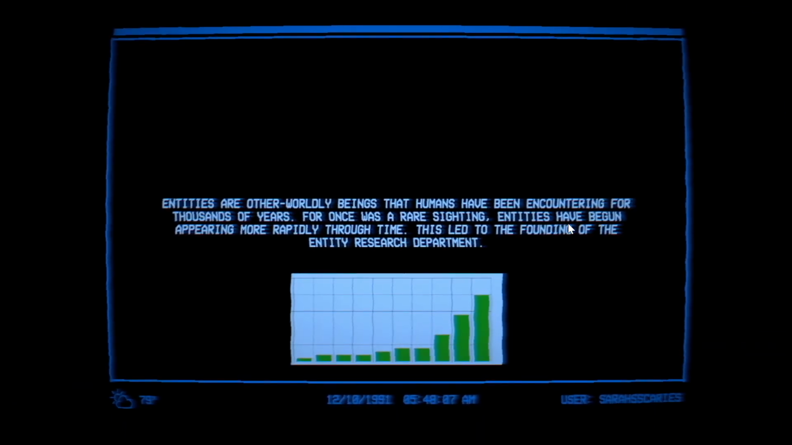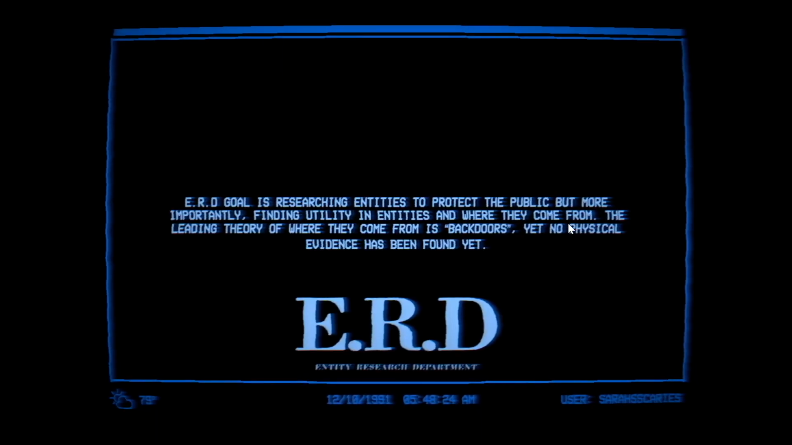Entities are otherworldly beings that humans have been encountering for thousands of years. Once a rare sighting, entities have begun appearing more rapidly through time. This led to the founding of the Entity Research Department. The ERD's goal is researching entities to protect the public, but more importantly, finding utility in entities, and where they come from. The leading theory of where they come from is backdoors, yet no physical evidence has been found yet.